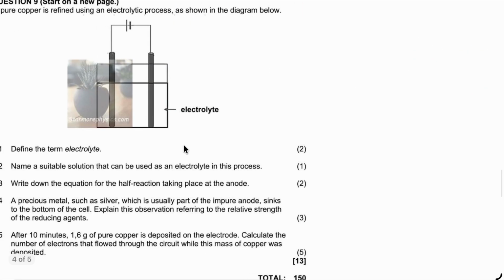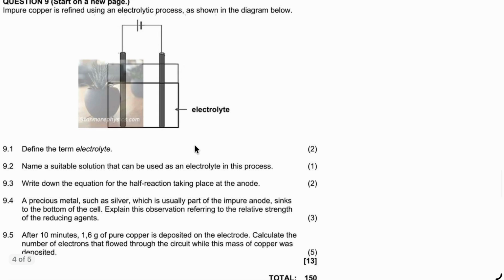Let's take a look at question number 9. Impure copper is refined using an electrolytic process as shown in the diagram below. Question 9.2. Name a suitable solution that can be used as an electrolyte in this process. Now because they are refining copper, the electrolyte needs to be some copper solution. So one copper solution can be copper sulfate. You could use copper nitrate as well, but copper sulfate is the common one.